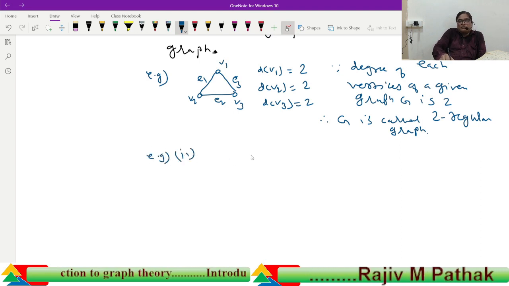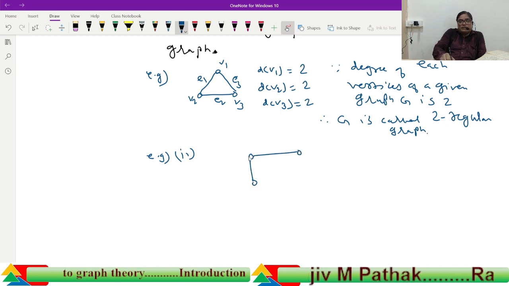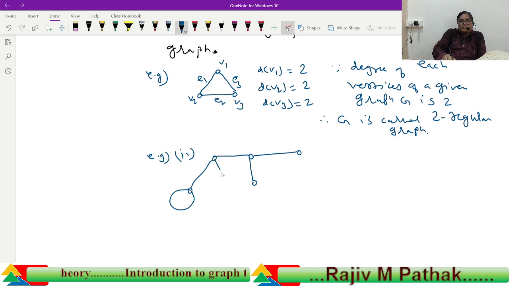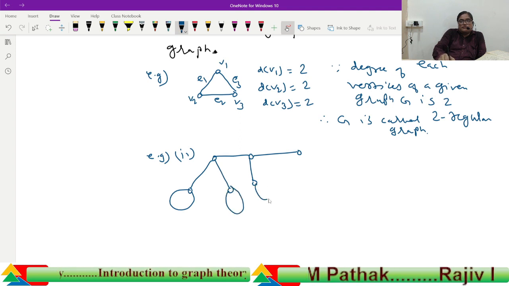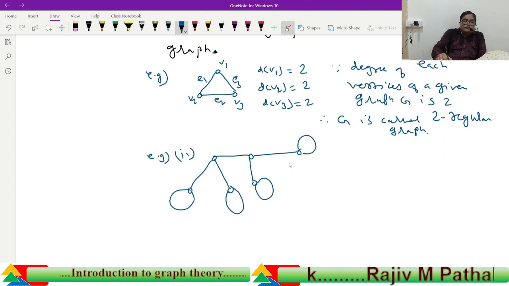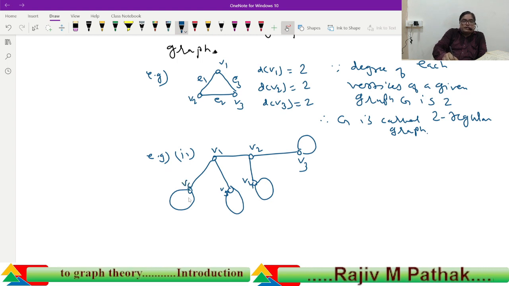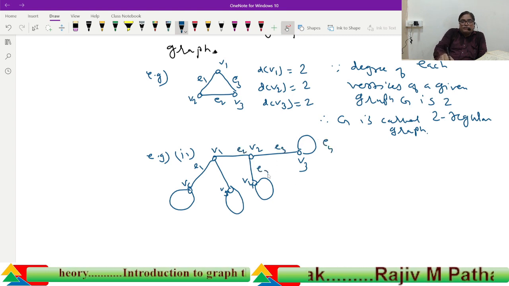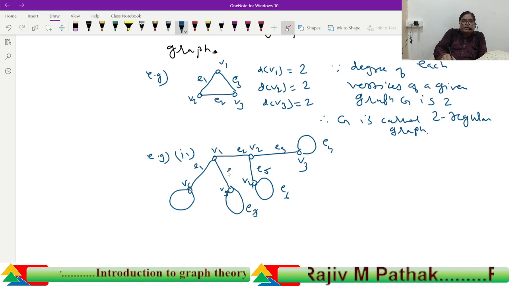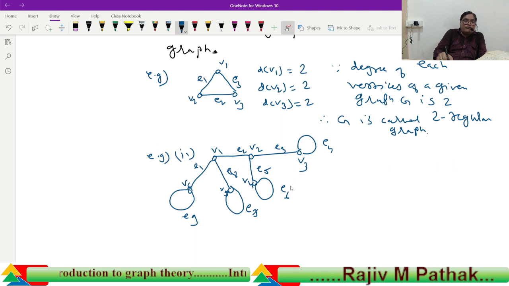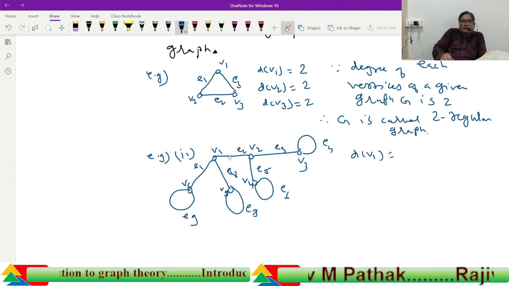This is a second example. Suppose this is V1, this is V2, this is V3, this is V4, this is V5, and this is V6. How many edges are there? E1, E2, E3, E4, E5, E6, E7, E8, E9. Let us check whether it is a 3 regular graph or not. The degree of V1 is here 3: 1, 2, 3.